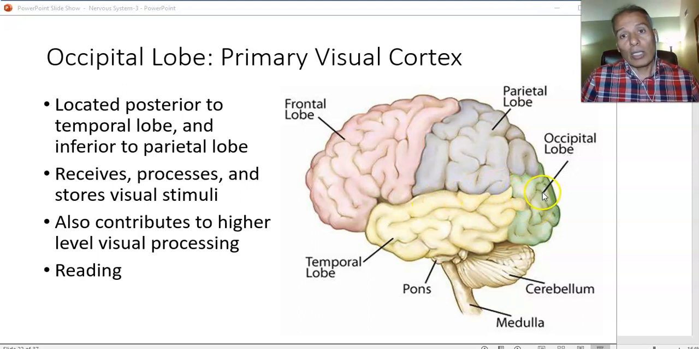You notice I said the visual cortex. That is its functional name. So occipital is the anatomic name, visual cortex is the functional name. So it contributes to higher level visual processing, like this, higher level.